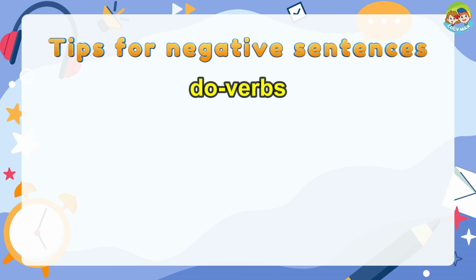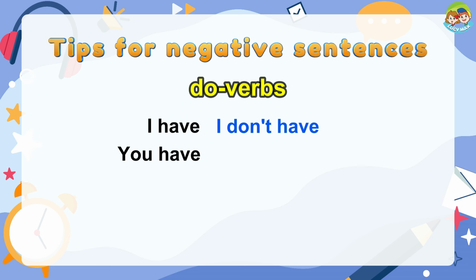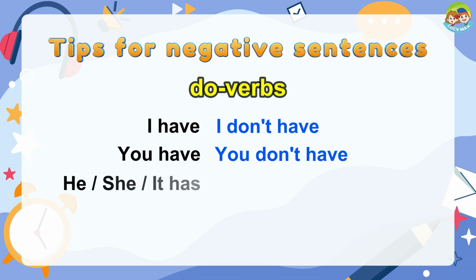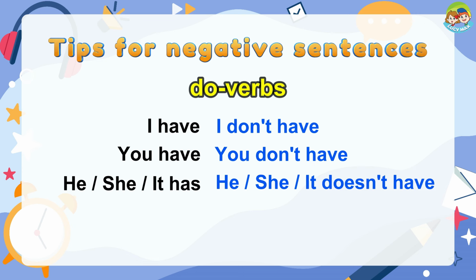Now let's look at do verbs. I have. The negative is I don't have. You have. The negative is you don't have. He, she, it has. The negative is he, she, it doesn't have.